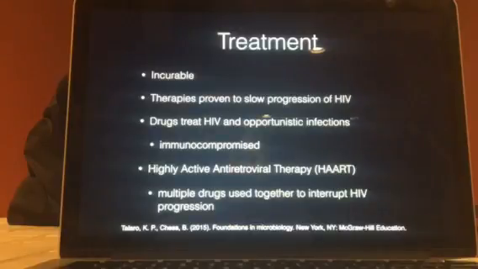This is the use of multiple drugs simultaneously to interrupt the progression of HIV. This targets the clinical latent stage, which is probably why that stage can last anywhere from 2 to 15 years. It slows the rate of multiplication. And the use of multiple drugs really helps, as if one drug doesn't work, then you have some backup.